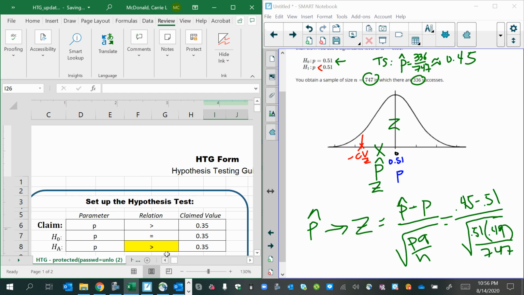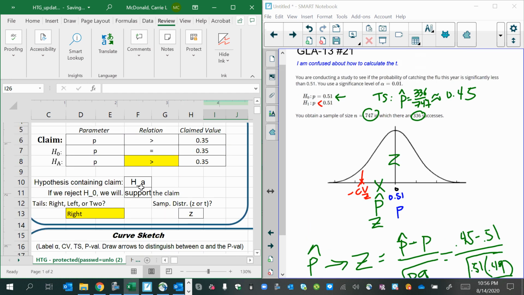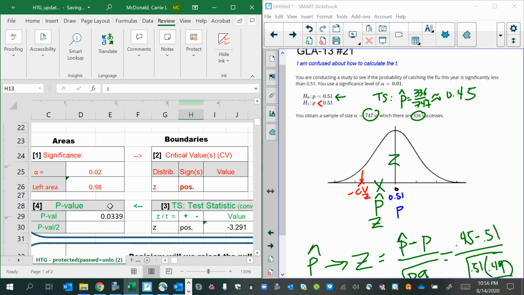Should we go through and just do the whole thing? The claim is that the proportion is less than 0.51 for the population. We have this default assumption that it's equal to 0.51. So the alternative hypothesis actually is our claim since there is no equality in the claim. That means that since our claim is in the alternative hypothesis, if we reject the null, we will support the claim. We have a left-tailed test and we're using z-scores because it's a claim about a proportion.